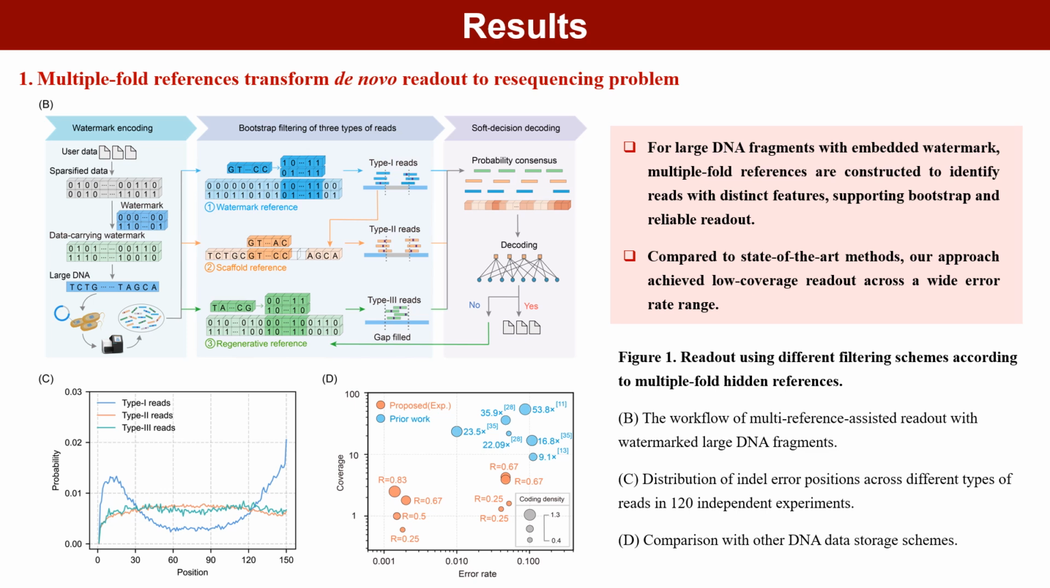The workflow involves 3 steps: watermark encoding, bootstrap filtering of 3 types of reads, and soft decision decoding. The proposed scheme identifies reads with distinct features in a bootstrap manner. Compared to state-of-the-art methods, our approach achieved low-coverage readout across a wide error rate range.